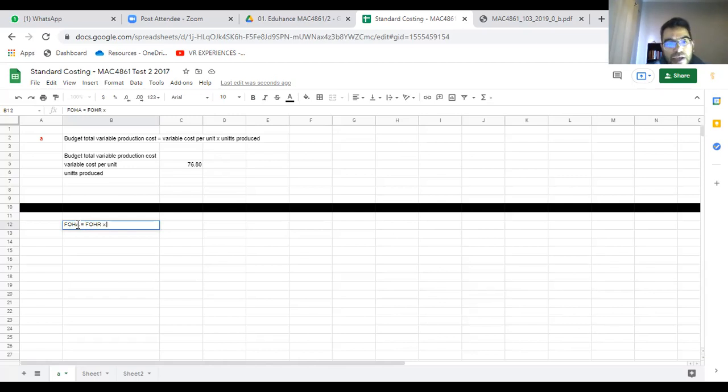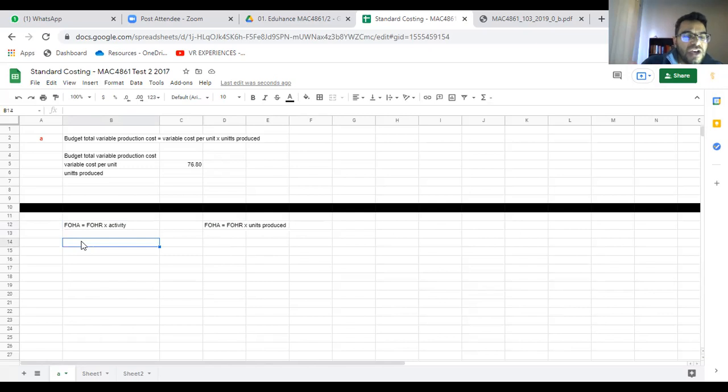Fixed overhead rate multiplied by, and there are different ways to do it. One would be using activity. Remember, activity is the basis for allocating overheads. Another approach would be: fixed overhead applied equals fixed overhead rate times units. But you must be careful how you use that one. This is the more accurate one.